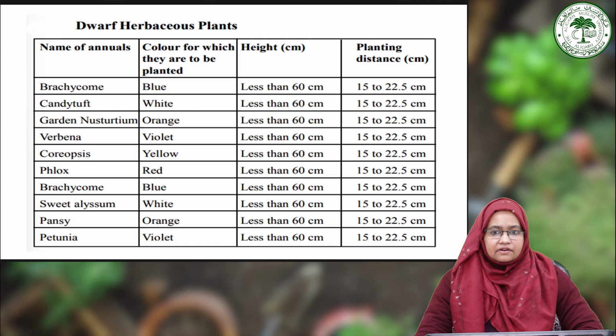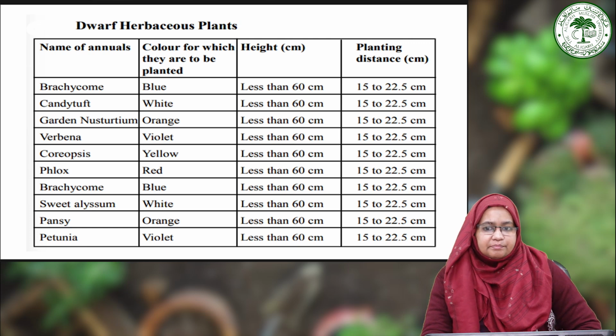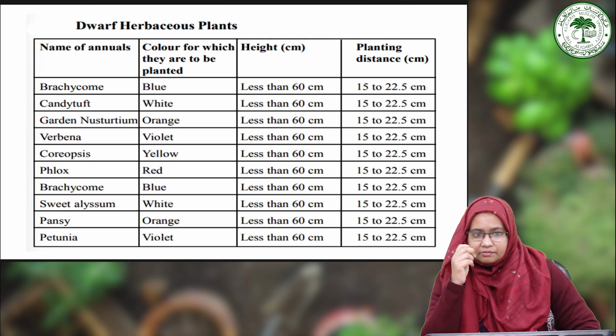The third category is dwarf plants, positioned at the front of the border creating a cohesive and balanced look. Examples of dwarf plants include brachycome, candytuft, garden nasturtium, verbena, coreopsis, phlox. By incorporating a variety of tall, medium and dwarf plants, an annual herbaceous border can achieve a harmonious and visually appealing display throughout the growing season. As we can see, the dwarf plants have a height less than 60 centimeters and their planting distance is also less, 15 to 22.5 centimeters.